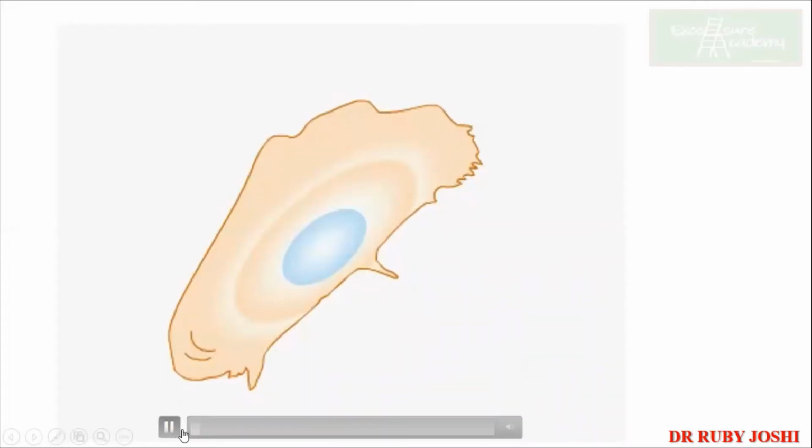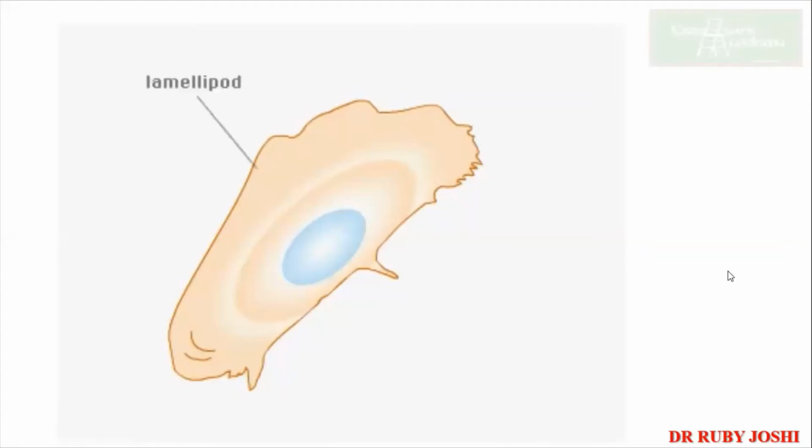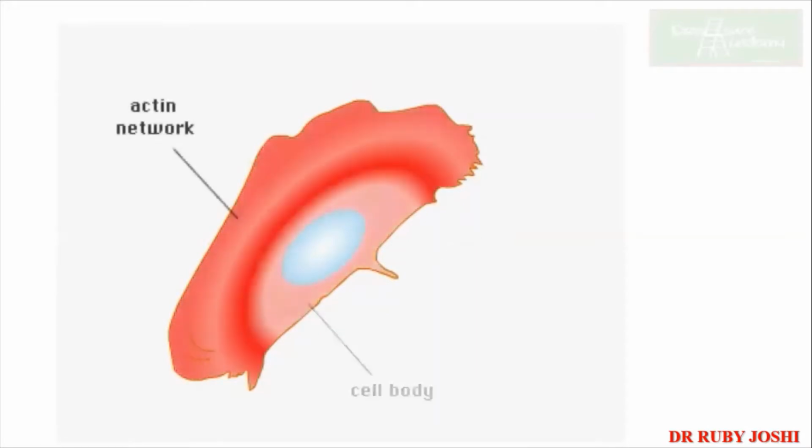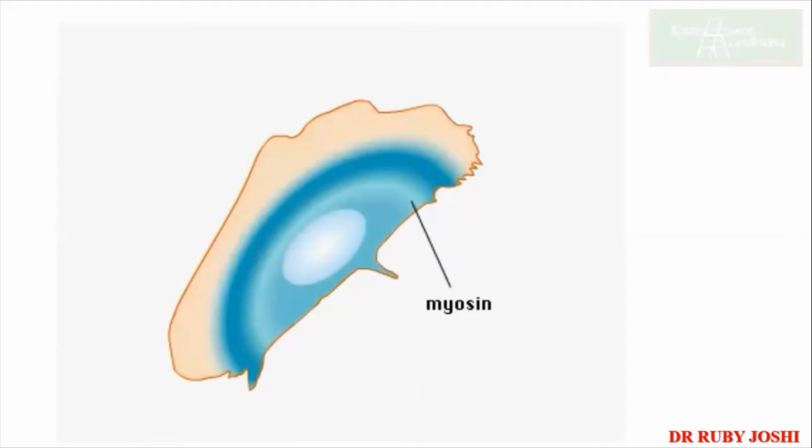The shape of the cell is highly polarized. A broad, thin veil of cytoplasm called the lamellipod is at the front of the cell, and the back of the cell is tapered into a thin tail. The nucleus and major organelles are located in the cell body. A network of actin filaments fills the entire cell, while contractile myosin molecules are located in the cell body.